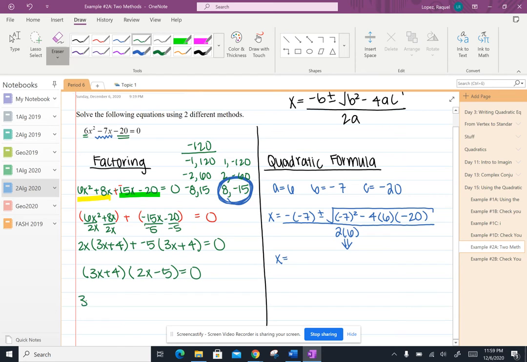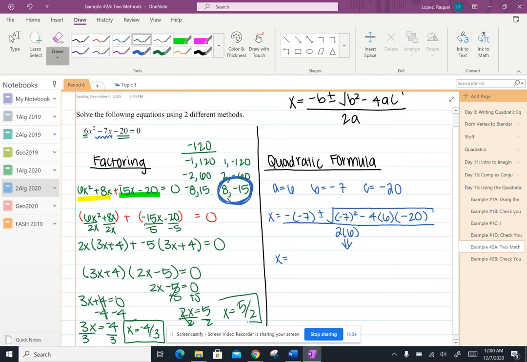Now I can use the zero product property and solve for 0. So I have 3x plus 4 equals 0, and I'm going to subtract 4 on both sides. I get 3x equals negative 4. Divide by 3, divide by 3. And one of my solutions is going to be x equals negative 4/3. I'm going to do the same thing with the other quantity. Add 5, add 5. I end up with 2x equals 5, divide by 2, divide by 2. And my other solution is x equals 5 halves. So I solved by factoring.